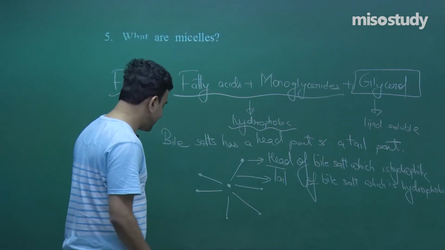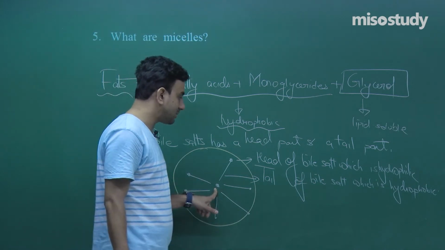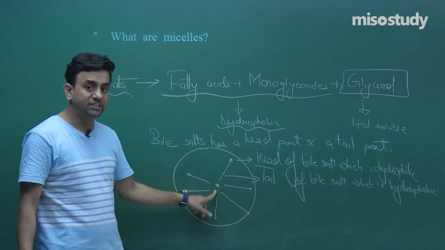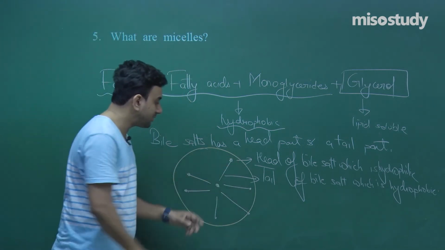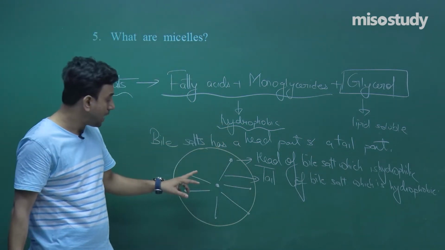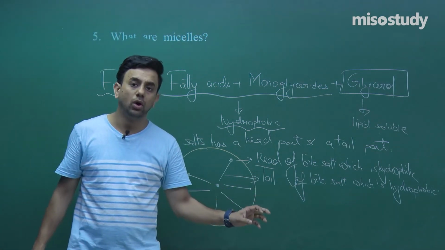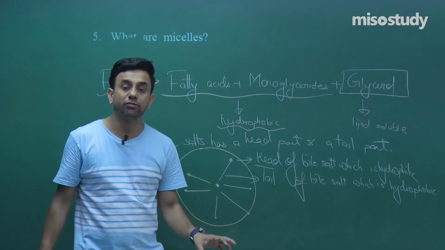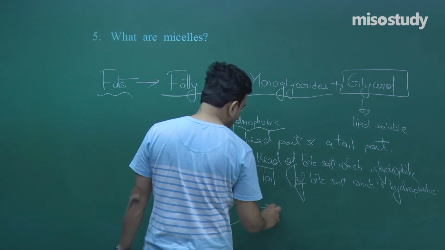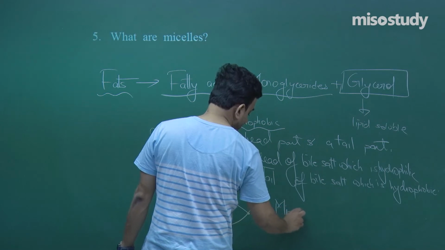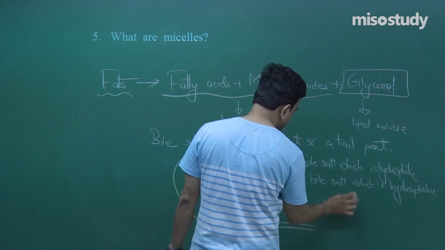So, now we see that in this combination the fatty acid and the monoglyceride are in the center, and all around there are bile salts, and each bile salt has the head and the tail. Because of these hydrophilic heads all around, the whole combination becomes hydrophilic, and hence it will enter the membrane. Now, this is called a micelle, which now becomes hydrophilic.